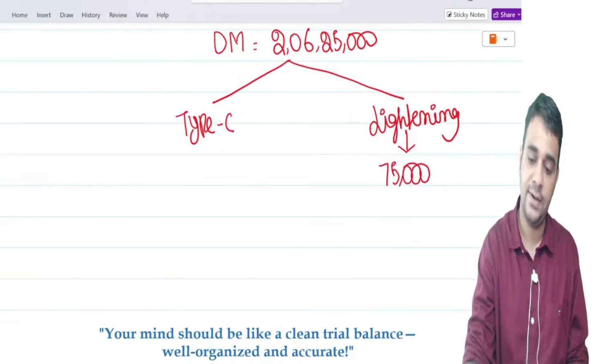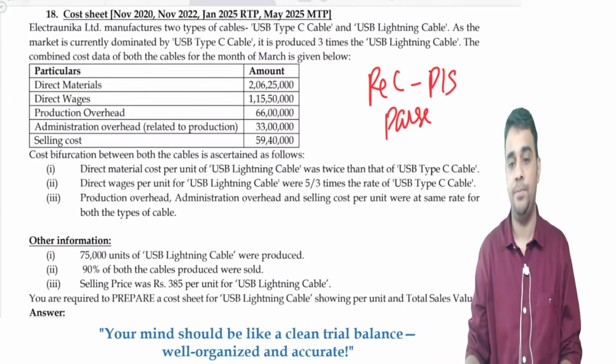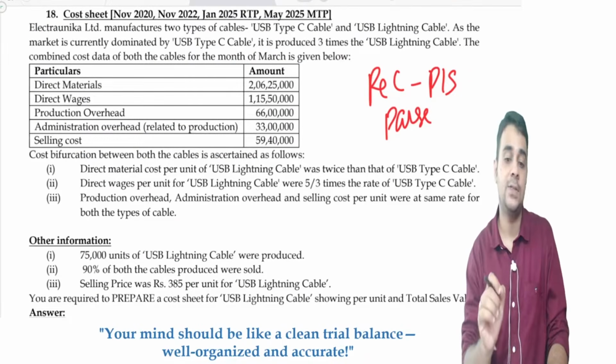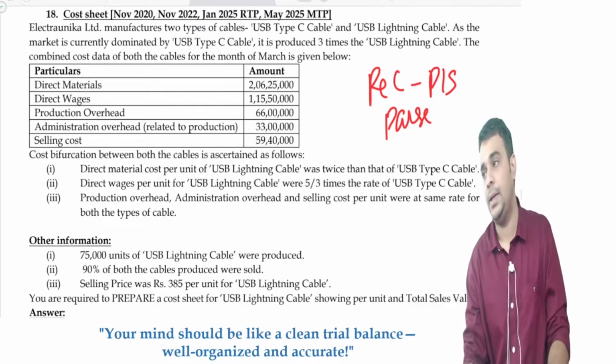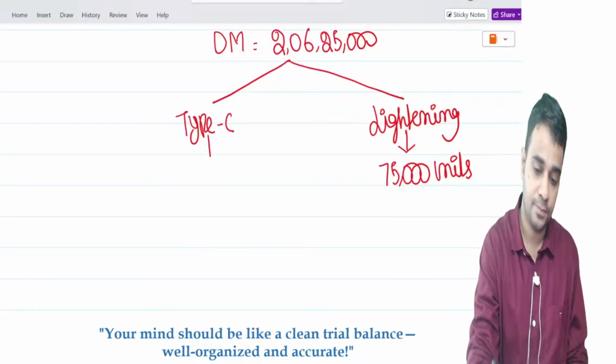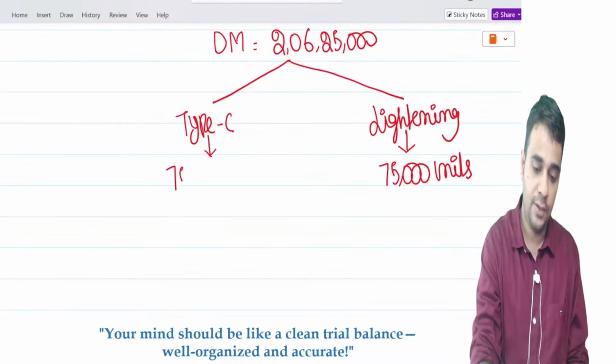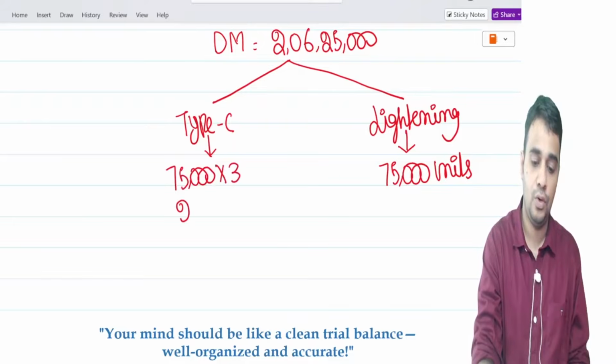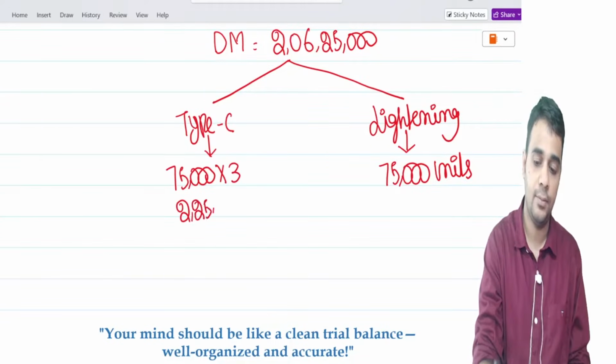If lightning is 75,000, what will be the type C number? Type C is going to be 3 times the lightning cable. So this side is 75,000 into 3, 2 lakh 25,000 units.